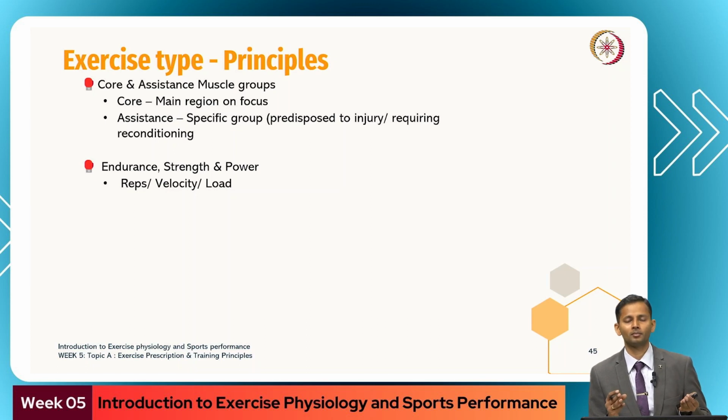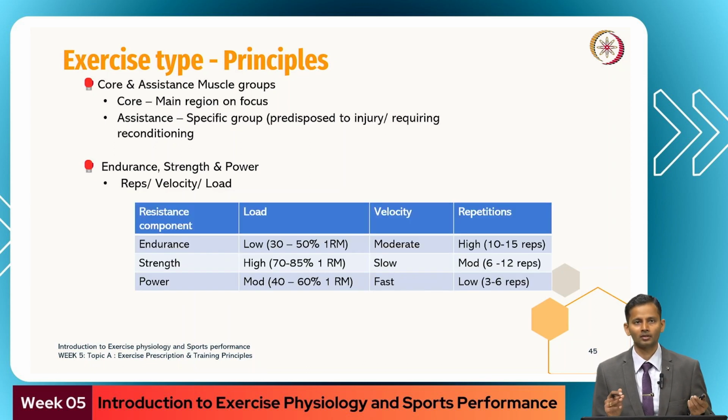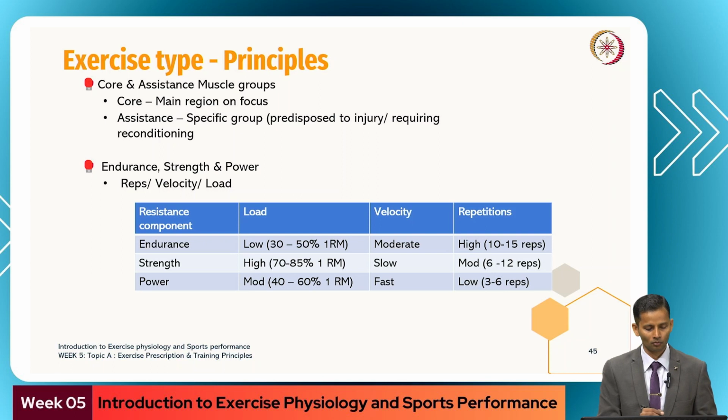So that is mainly managed using the reps, velocity and the load. Let's see it with this table, wherein if you want to focus on endurance, the load should be minimum and the velocity should be moderate with high repetitions. So if you want to focus on muscle endurance, then you should have a prescribed low load, more of a volume. So you increase the repetition. So gradually you increase the endurance capacity of the muscle.